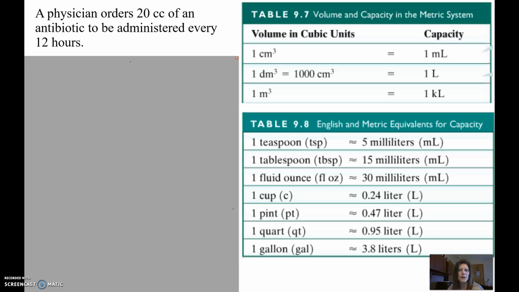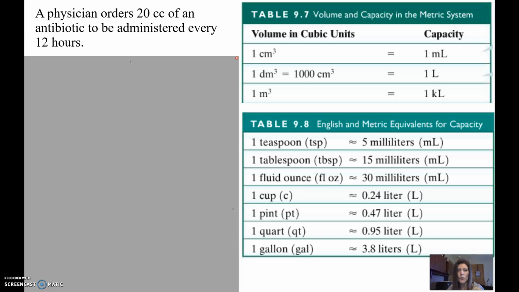Let's take a look at a couple slightly more complex problems involving conversions between the metric and US systems of measure. Both of these are going to involve medicine because that tends to be a place we see metric units used. The first one says a physician is ordering 20 cc's of an antibiotic to be administered every 12 hours.